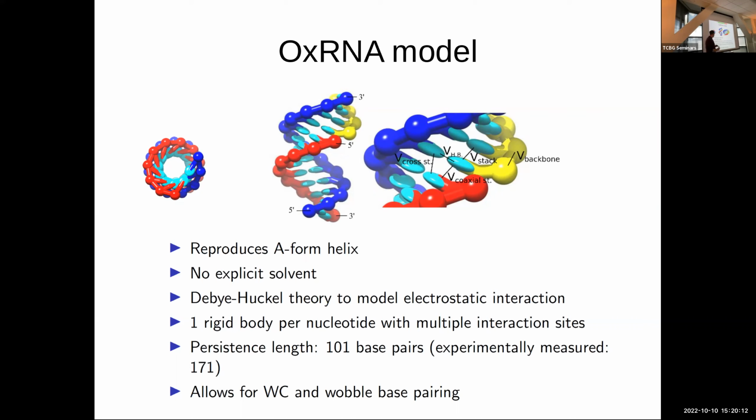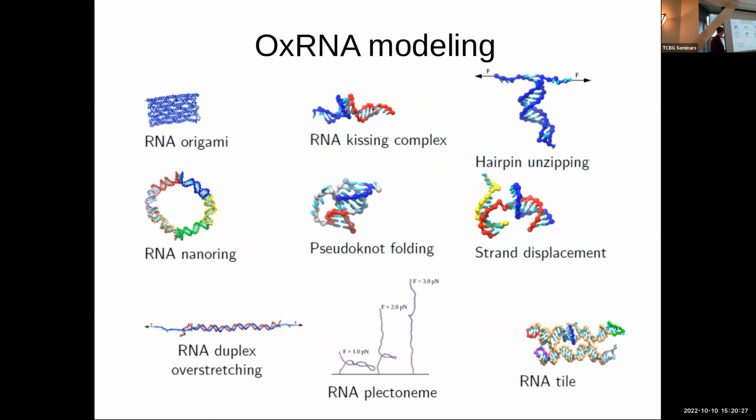The model only supports Watson-Crick and wobble base pairing. It doesn't support any tertiary contacts, and it's again mostly designed for RNA nanotechnology applications. So RNA nanotechnology more or less follows in the footsteps of DNA, except that it uses RNA as its basic building block. Examples of published applications of the model include studying an RNA duplex under superhelical twisting stress.